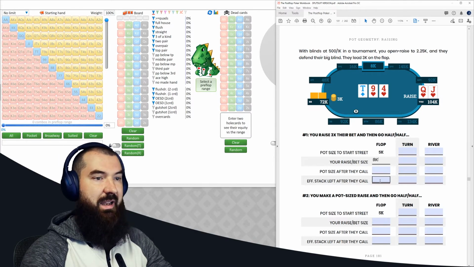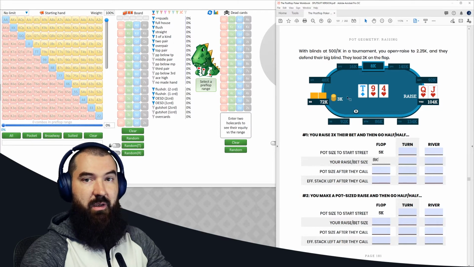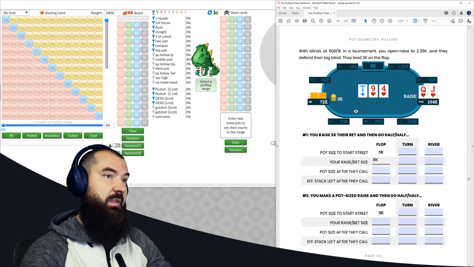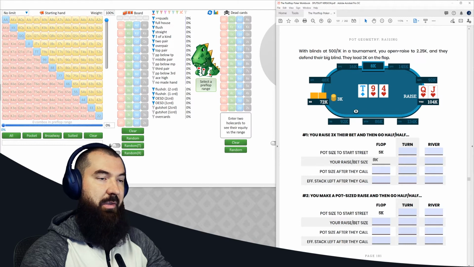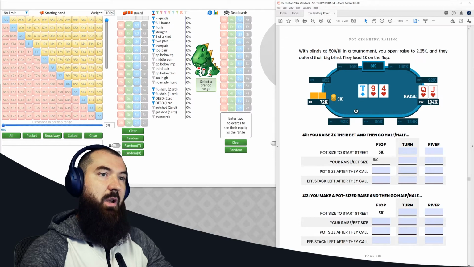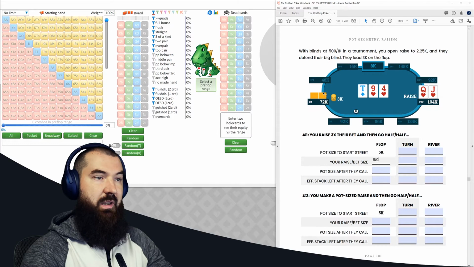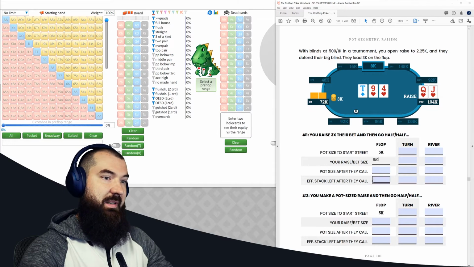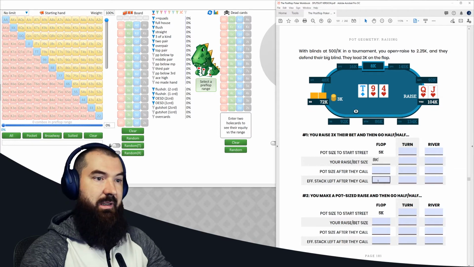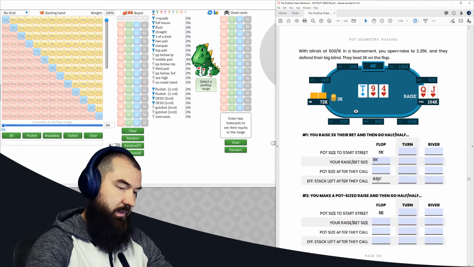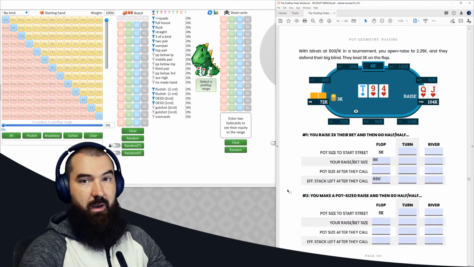And then the effective stack after they call is going to be the smallest of the stacks involved. So in this case, again, add their 3k back to their stack. They have 75k in their stack. We have 104k in ours, so obviously they have the smaller stack size. So it would be 75k minus this 9k gets us to the correct 66k. And then we can rock and roll and go from there.